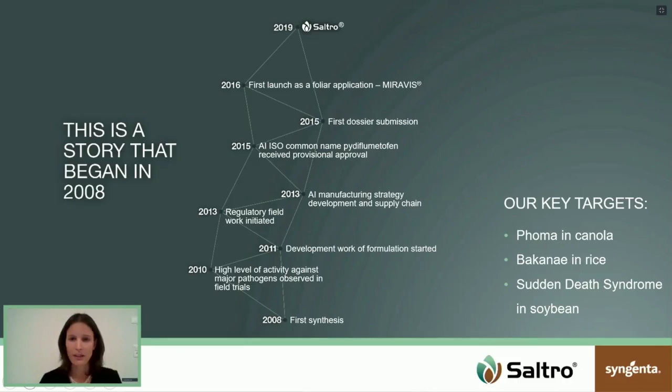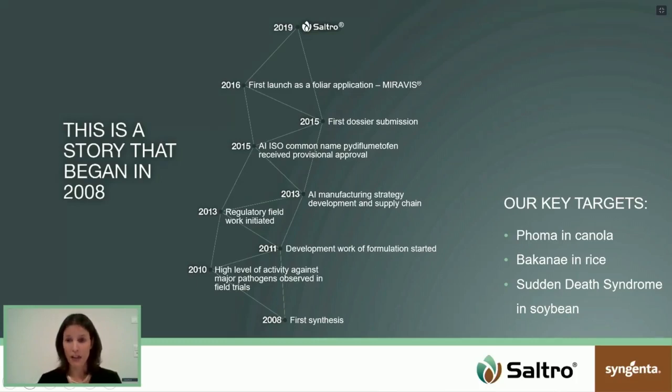One year later, we did receive the first registration and launched the compound for the first time. This was as a foliar application, and the brand name there is Meravis. It then took an additional 3 years until we got the first registration of Soltro. So end of last year, we did receive registration of Soltro in the US and also in Australia, and we did already launch that brand.